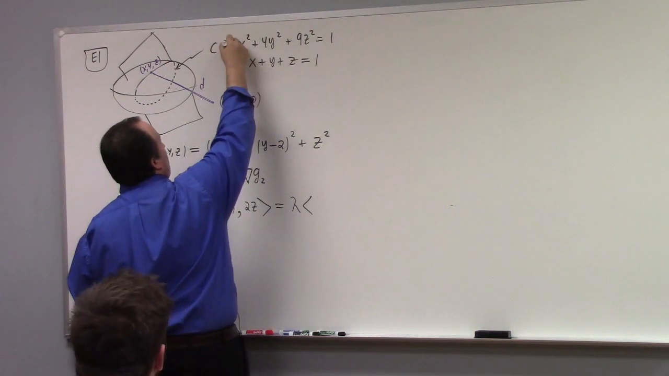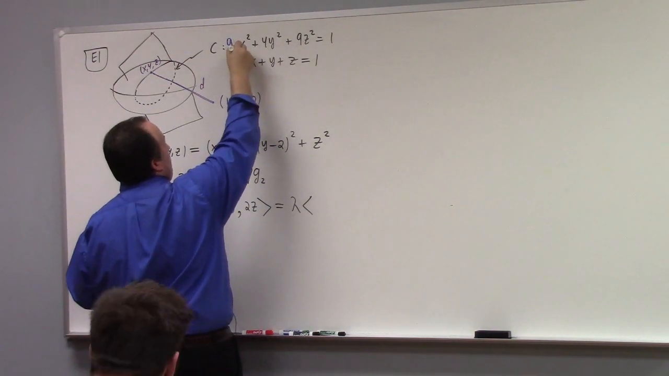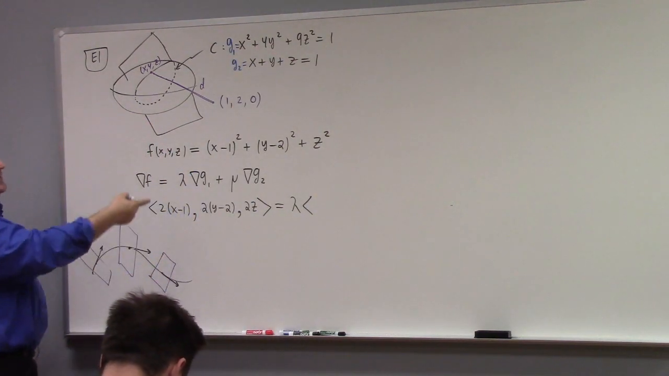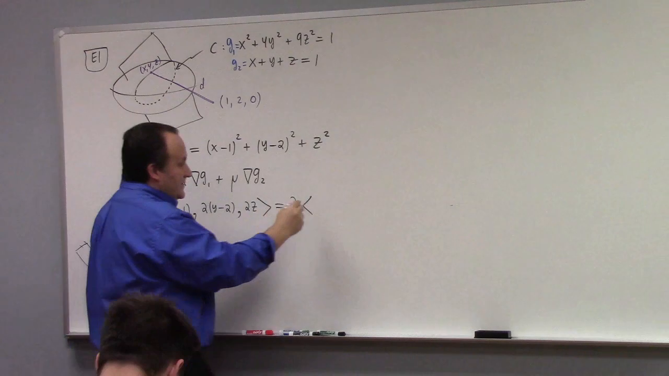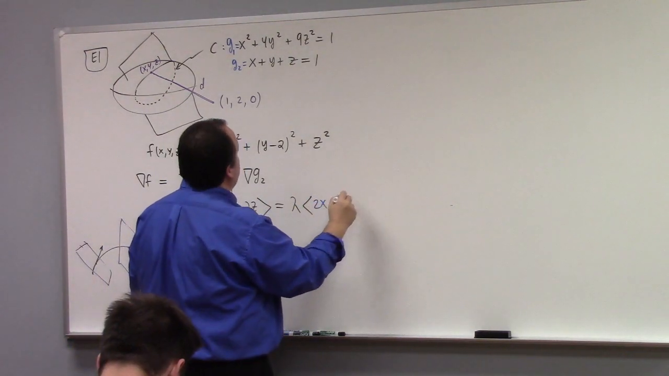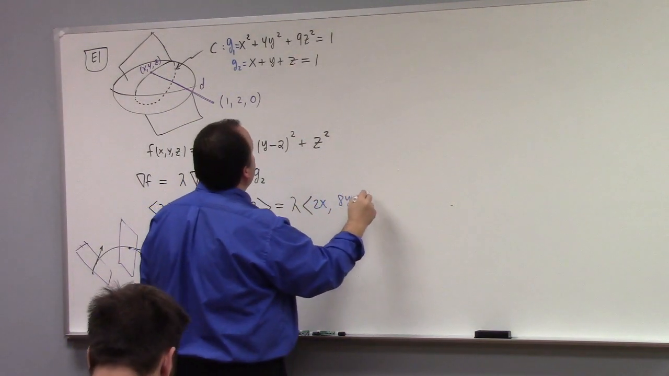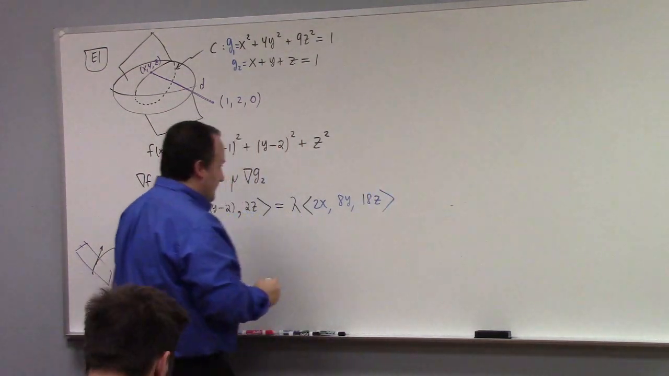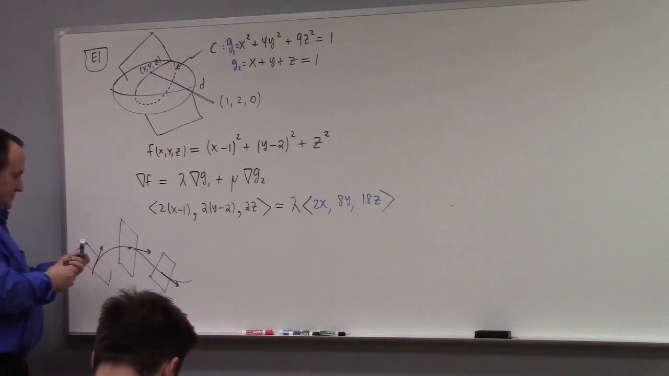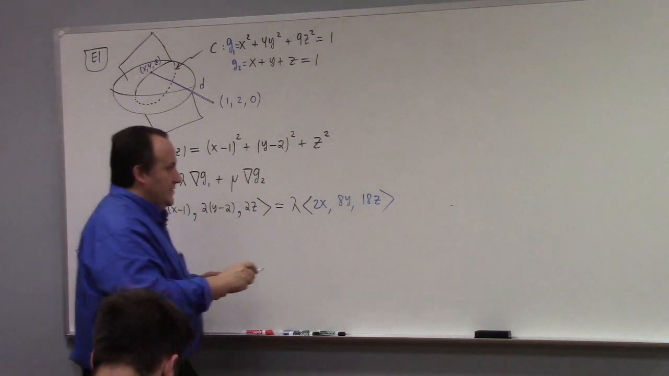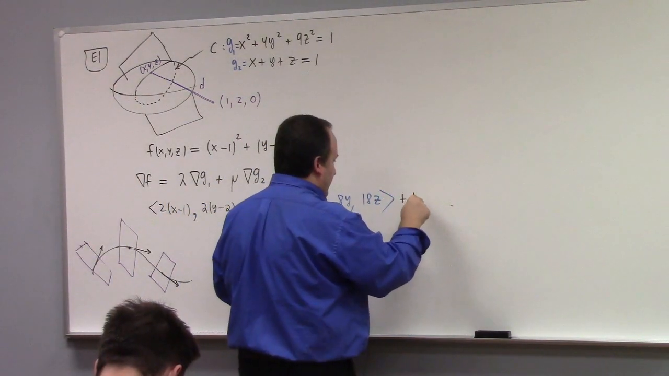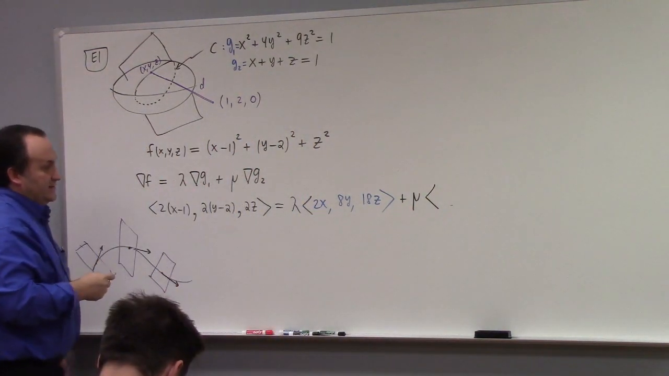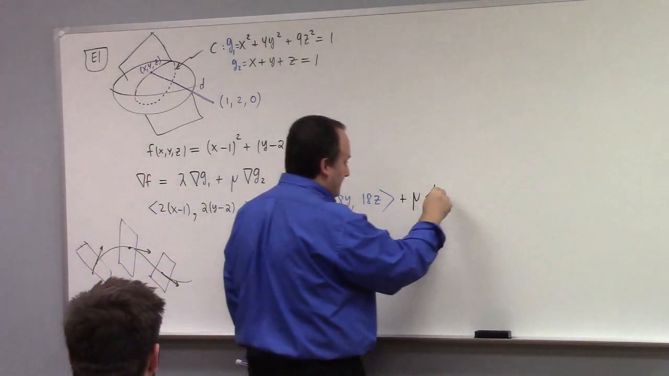So maybe this is G1, right? This is G2 maybe? So G1 would have gradient what? 2x, 8y. Is it too early for my stupid jokes? 18z. And then plus mu, which is another Lagrange multiplier. And what's the gradient of G2? Well, that one's easier. 1, 1, 1, right?